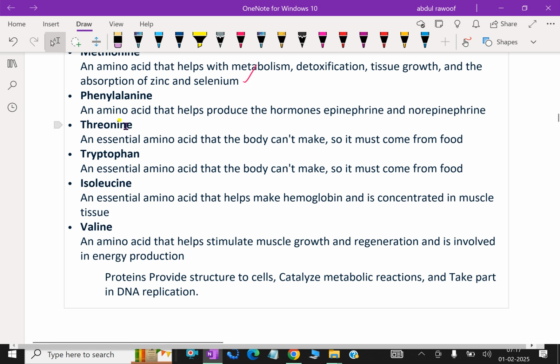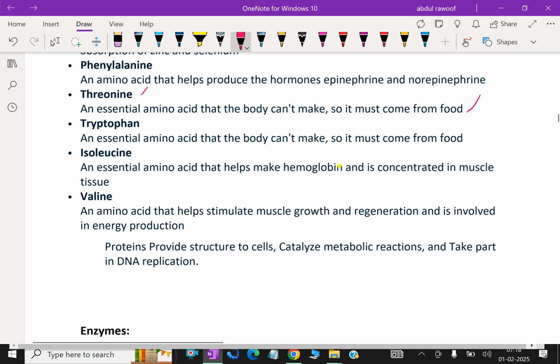Phenylalanine, an amino acid that helps produce the hormones epinephrine and norepinephrine. Threonine, an essential amino acid that the body can't make, so it must come from food. Tryptophan, an essential amino acid that the body can't make, so it must come from food.